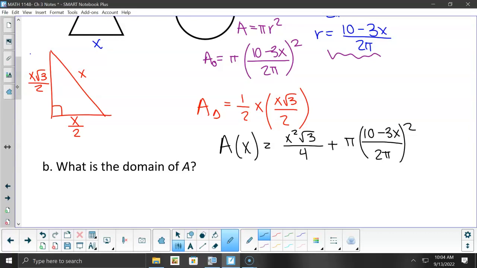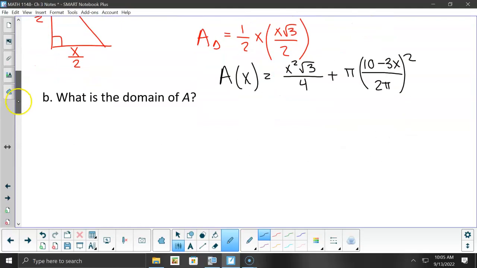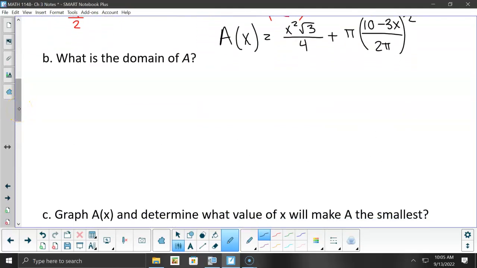How do you find what? One-half base times height. Alright, so now I've got to figure out the domain. What x values could be possible? Can I have 0? Could I have a little bit bigger than 0? Yes. So I'm definitely starting here.